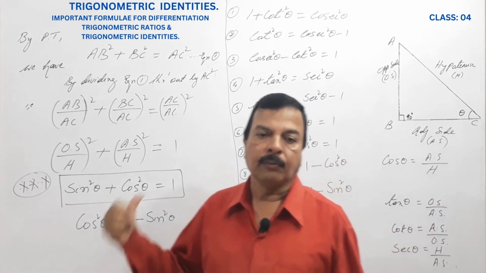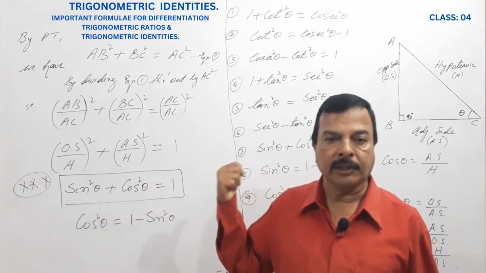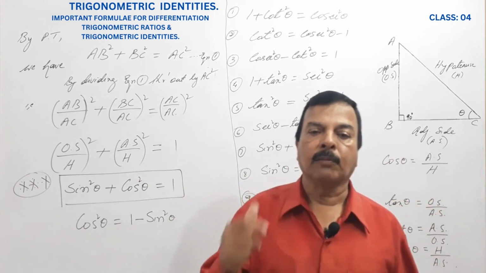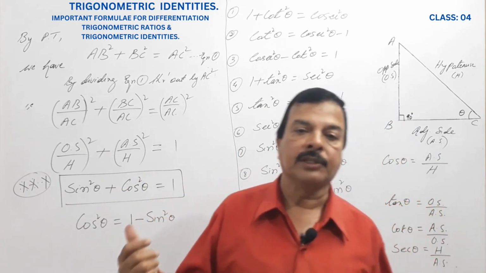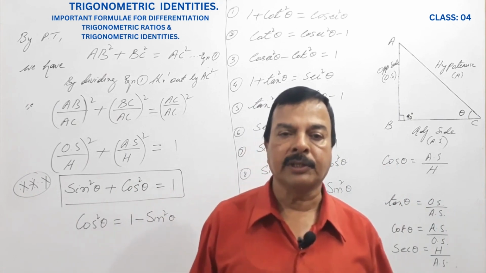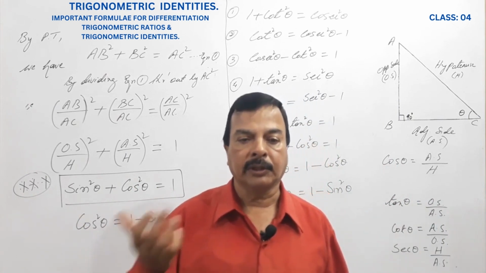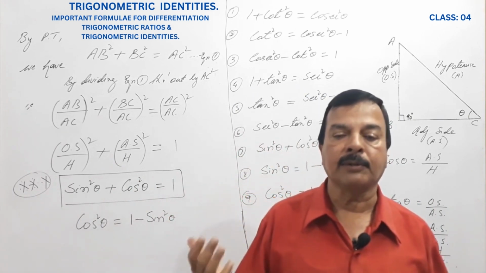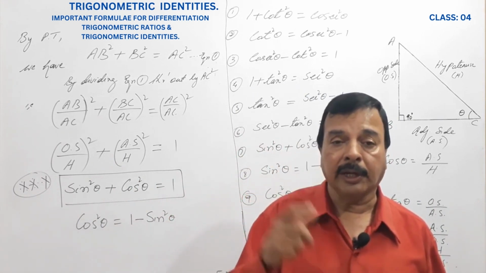So I end this trigonometric identities here, and we'll try to do some problems on functions. First of all, let us try to know what is functions and what happens with different types of functions. We'll try to differentiate some functions and find out what happens to that.